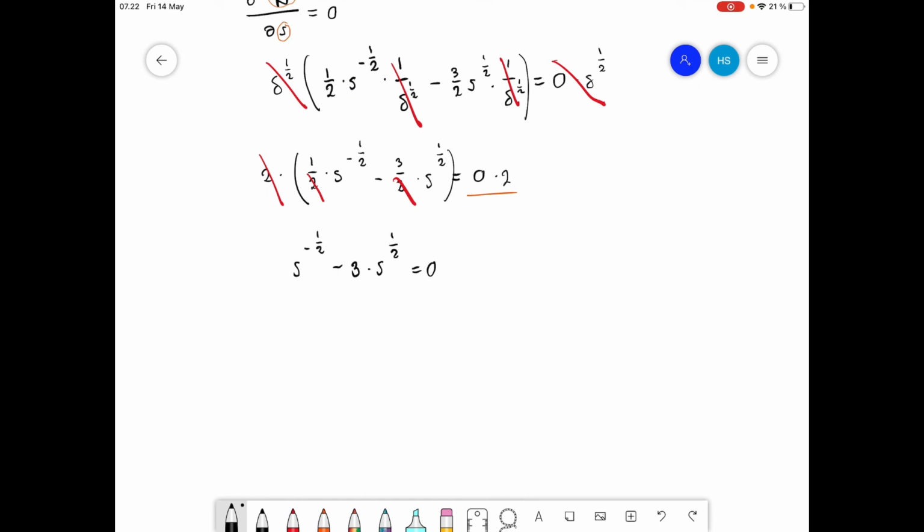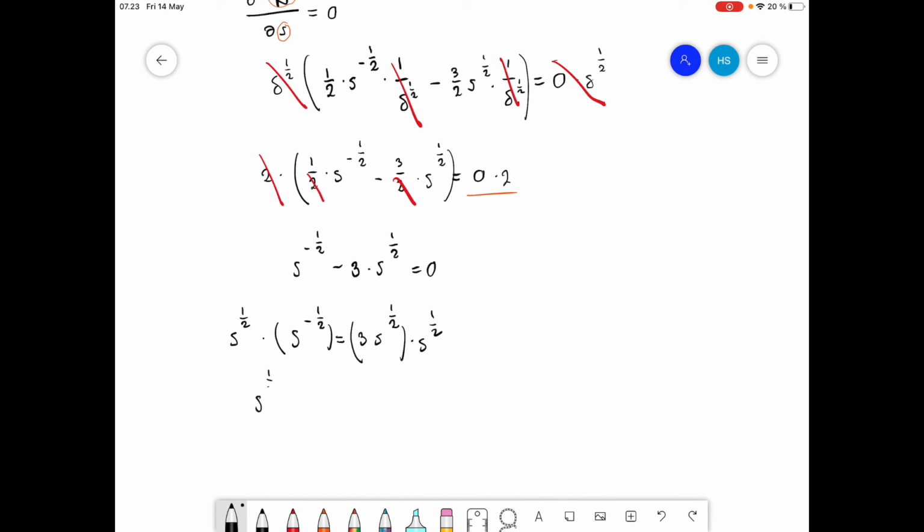Rearranging, remember we want to solve for the savings rate. The savings rate that we find when we solve is that savings rate that maximizes consumption in steady state. Rearranging, we get the savings rate to the power of minus 1/2 should be equal to 3 times the savings rate to the power of 1/2. What do we do now? Well, we can multiply by the savings rate to the power of 1/2 on both the left hand side and the right hand side.